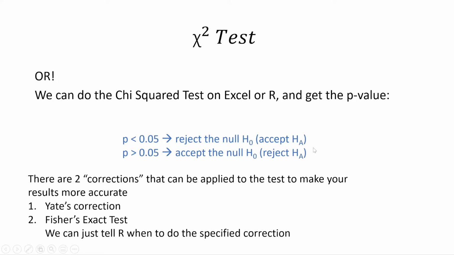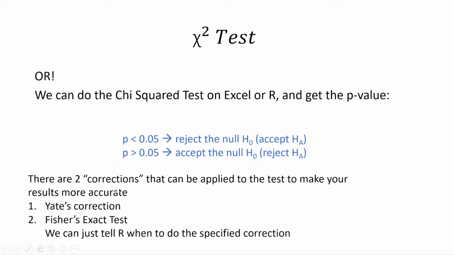Doing this in R, we get an exact p-value. So again, same as always, if our p-value is less than 0.05, we reject the null hypothesis and accept the alternative. If our p-value is greater than 0.05, we accept the null hypothesis and reject the alternative.